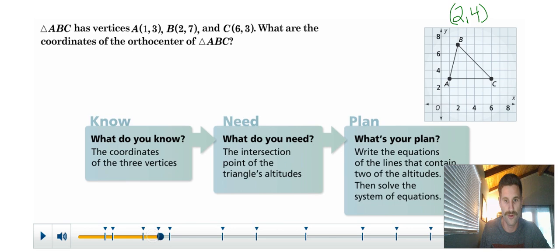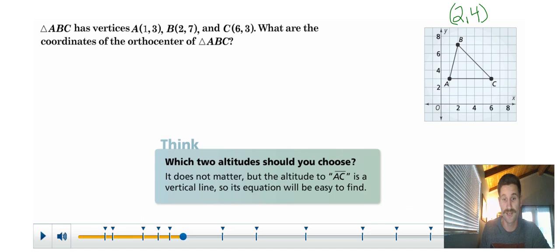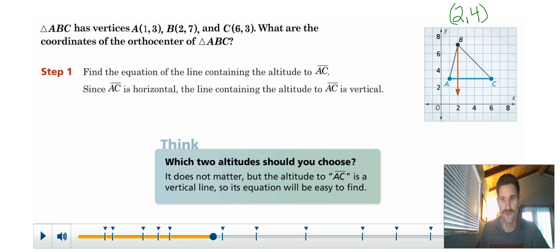Okay, so moving forward. So which 2 altitudes should we choose? It doesn't matter, but we want to find the easiest ones. So one of the easiest ones for us to find was that vertical. So we drew that same one in. Find the equation of a line containing altitude AC. AC is horizontal, contains it.